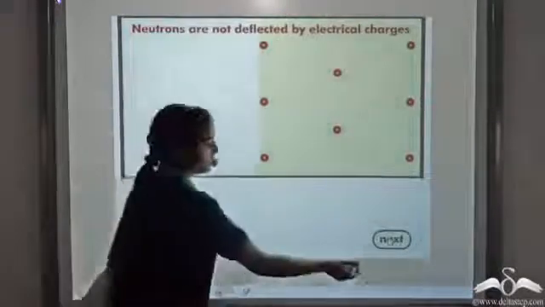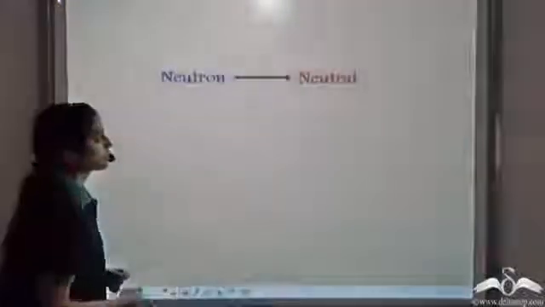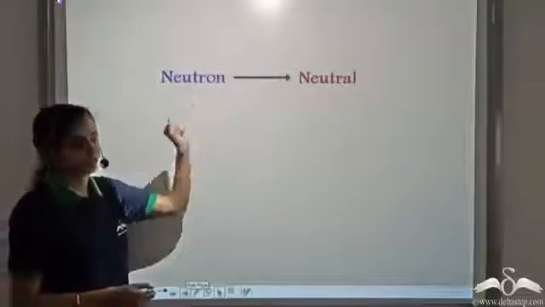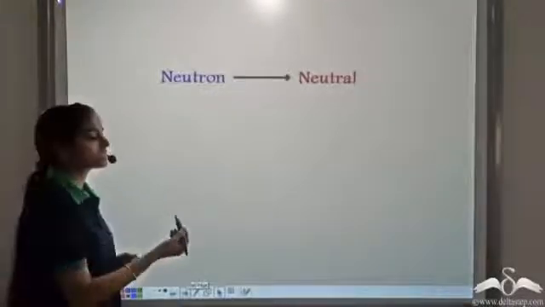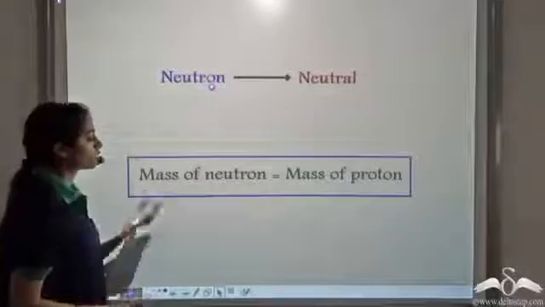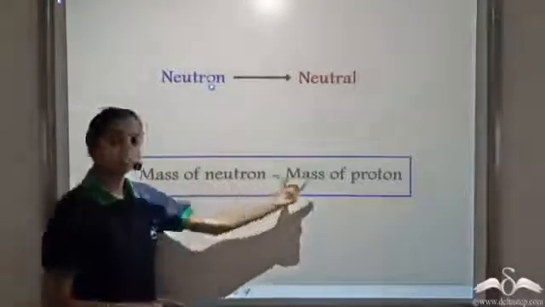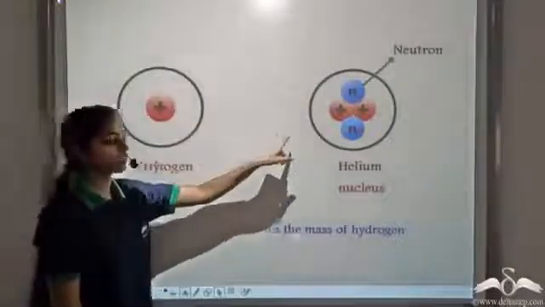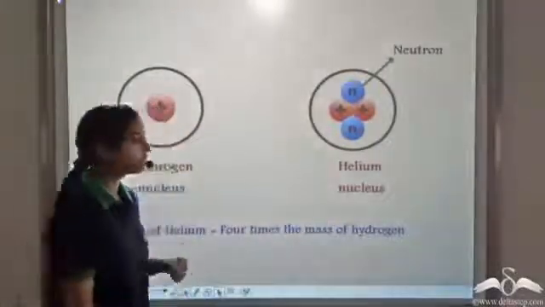And so he concluded that neutron is neutral in nature. It has no charge on it. Also, later by some experiments, it was shown that the mass of neutron is equal to the mass of proton. Hence, the mystery of the mass of helium nucleus was now solved.